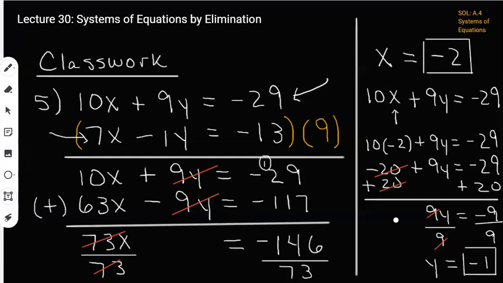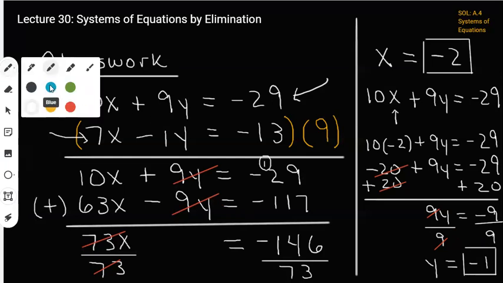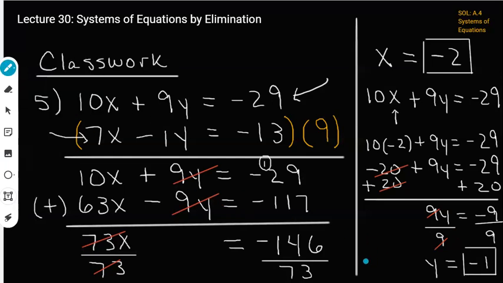Once you know what x is and what y is, you can write it as an ordered pair. And I'm going to do that in blue. Now, when you write your ordered pair, you want to start off with parentheses like I'm doing, and you want to always make sure you put the x number first. So I'm going to put the negative 2 in for x, and then I'm going to put the negative 1 in for y. And that's going to be my answer. Negative 2, negative 1.